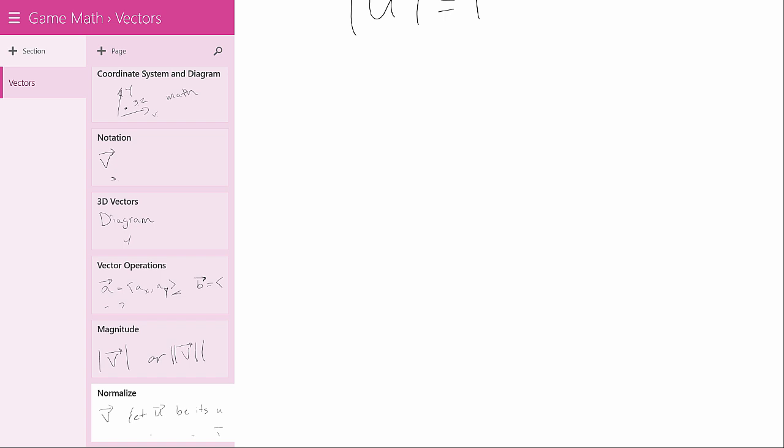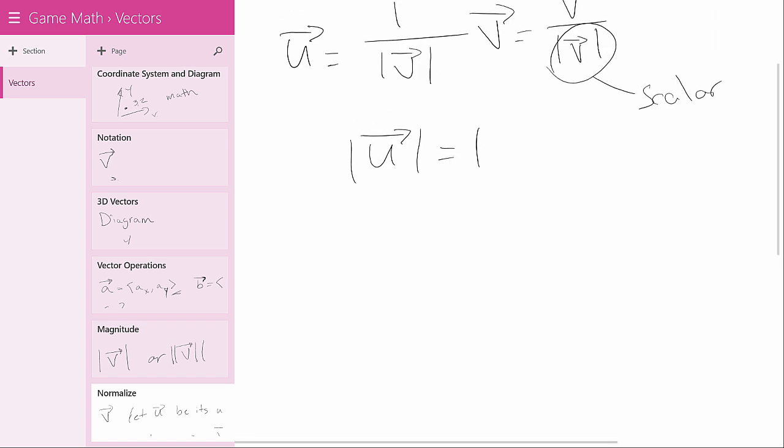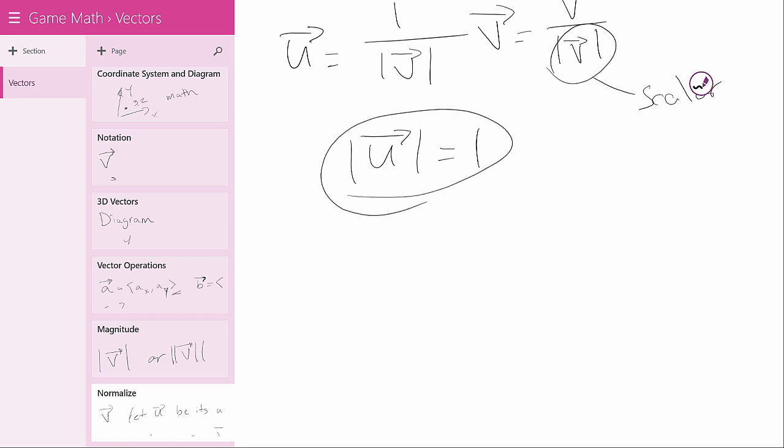Now I have a proof in my PDF if you're interested to see. If you still don't understand how that is guaranteed to be 1, you can check out the proof. It's pretty interesting.